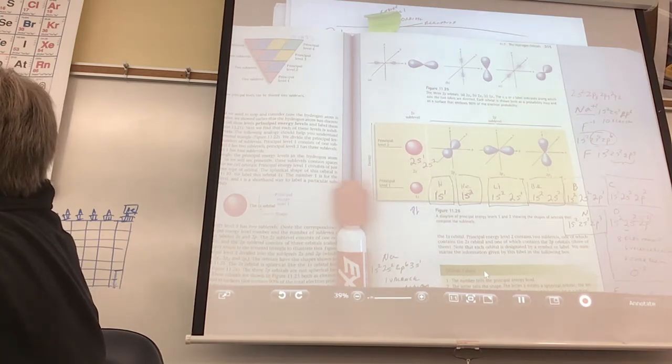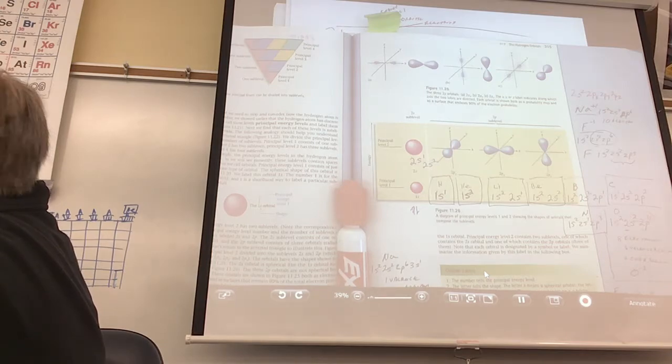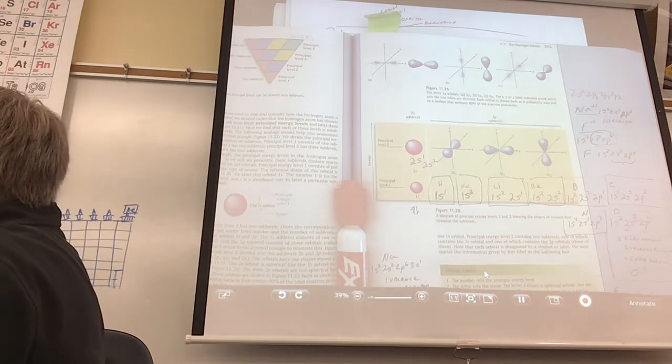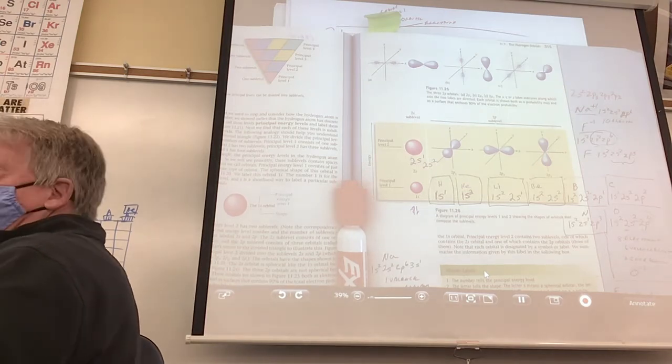Now, it gets even better, because the first two you put in any level go into s. Ready? 2s1, 2s2. 3s1, 3s2. Let's go down here. 6s1, 6s2. That's why it's called the s block. You're either putting 1 electron in the s or you're putting 2.